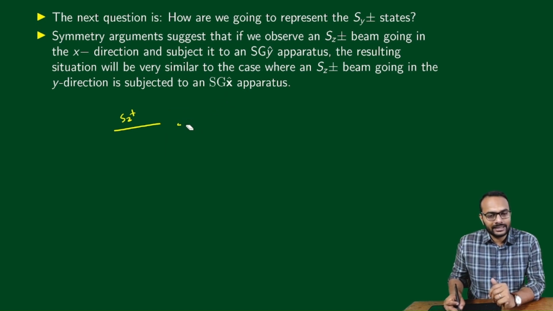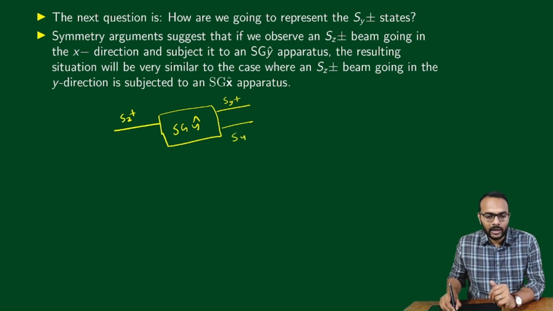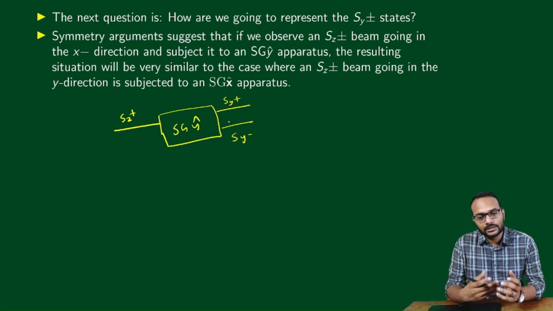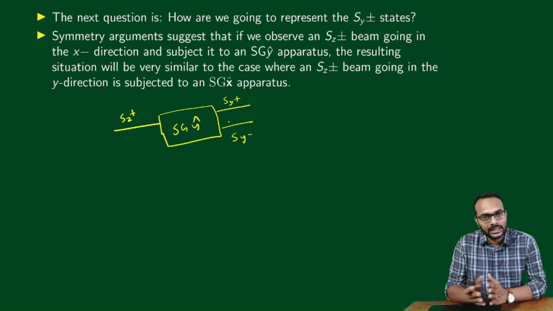All right. So if I take this Sz plus beam and subject it to an Sy hat apparatus, there will be an Sy plus beam and an Sy minus beam. I am just changing x in our previous examples to y here. There's no specific reason. There's no preferred direction like x, y, or z. These are our choices of coordinate systems. So if some of the arguments are true in the case of the x direction, they should be true also in the case of the y direction.